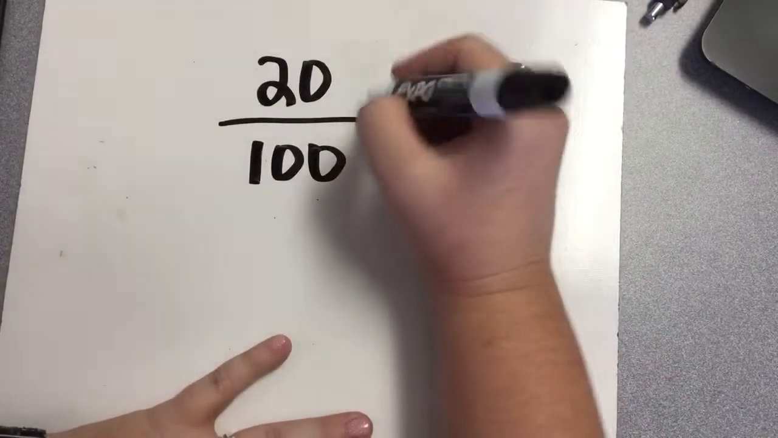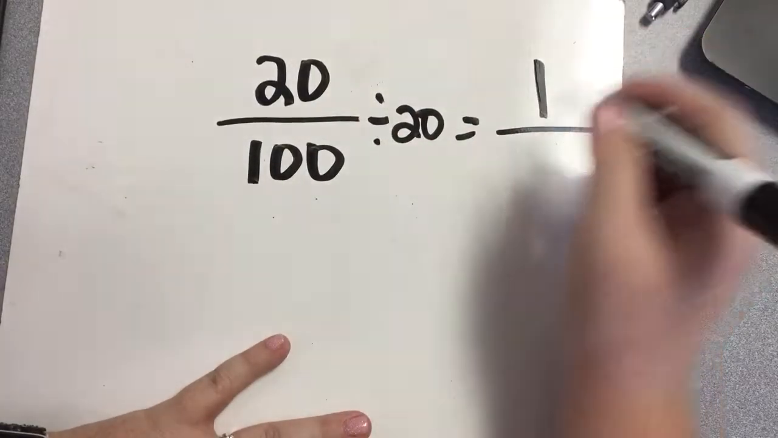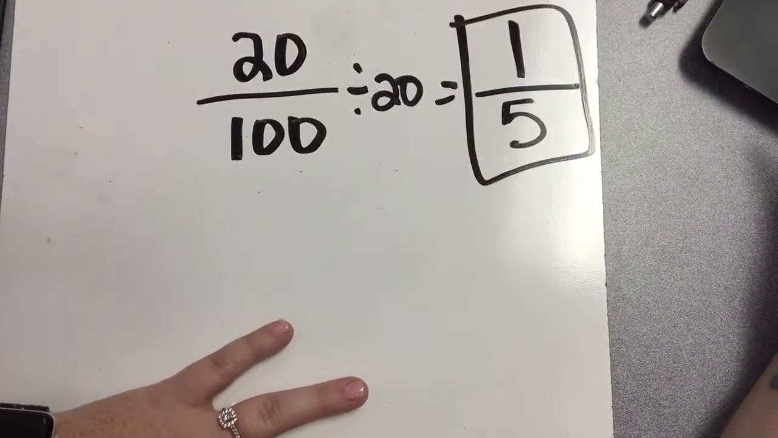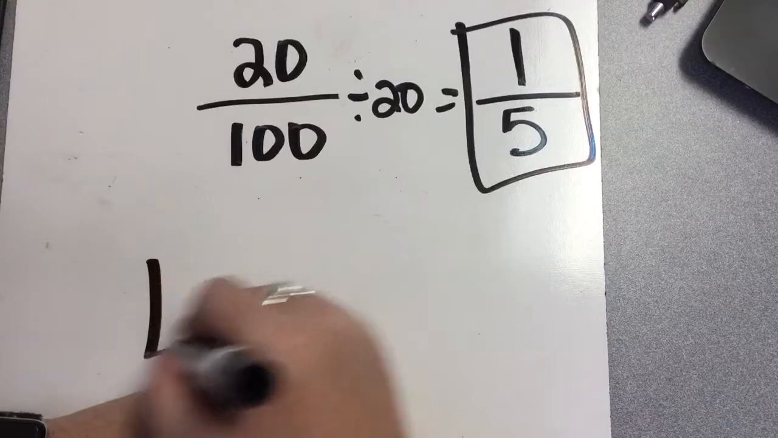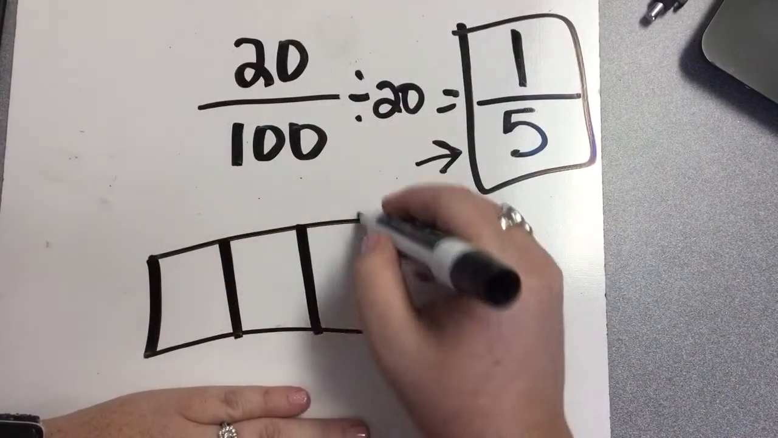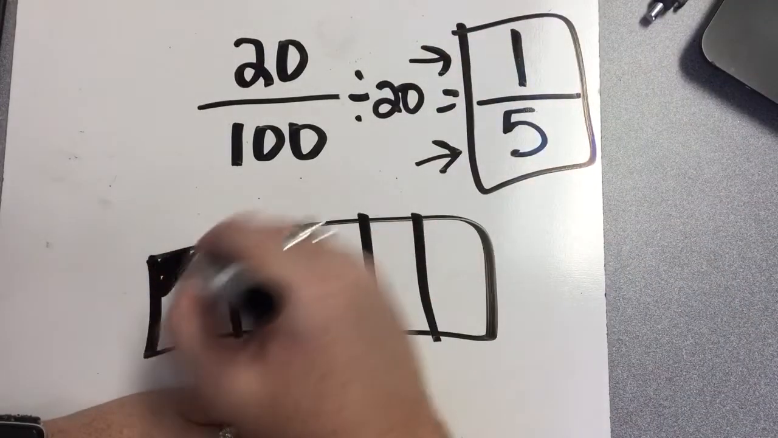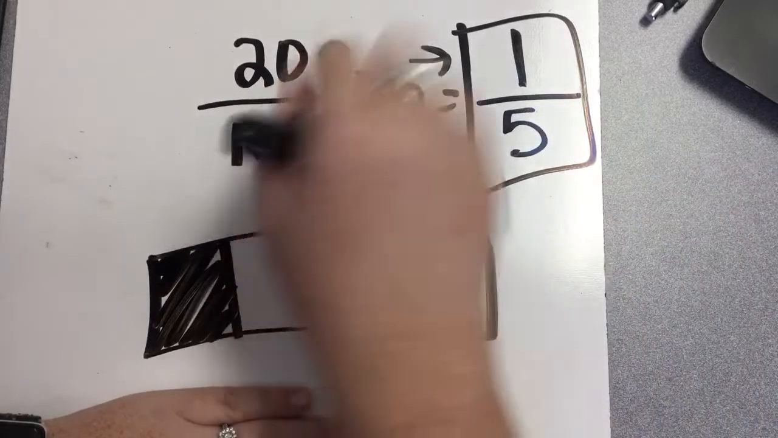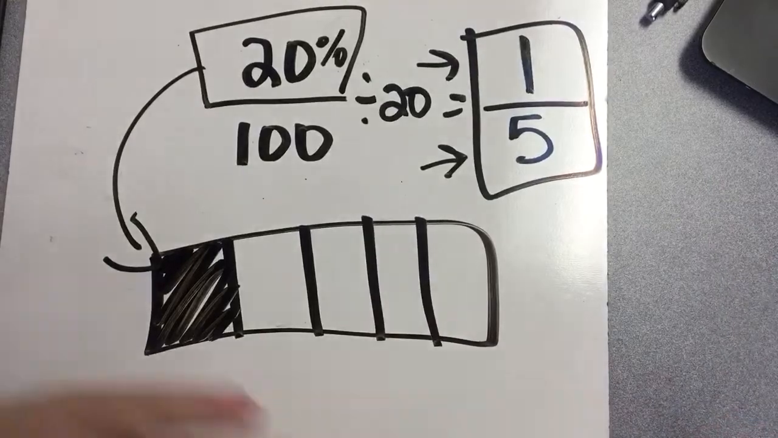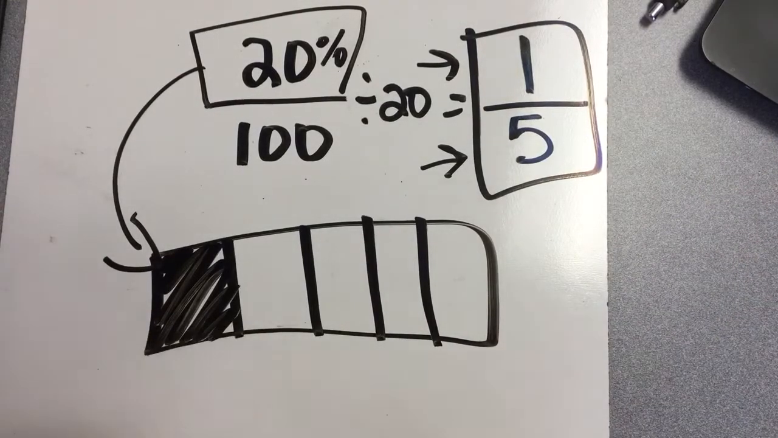So I can divide the top and the bottom by 20. 20 divided by 20 is 1. 100 divided by 20 is 5. So this is what's going to tell me what to shade. I know that I'm going to have to cut my piece into 5 sections: 1, 2, 3, 4, 5. And then I'm going to shade 1. So if this was 20%, I would shade 1 out of 5. Okay, so that's how you're going to do number 1.